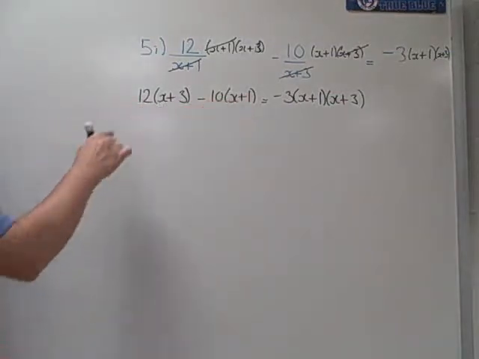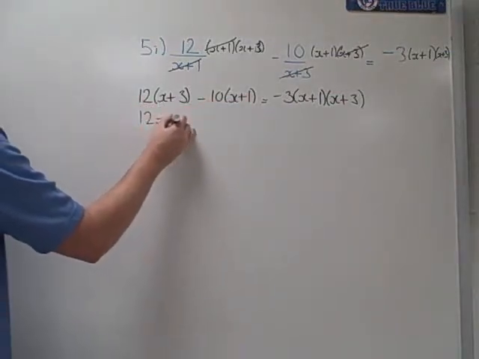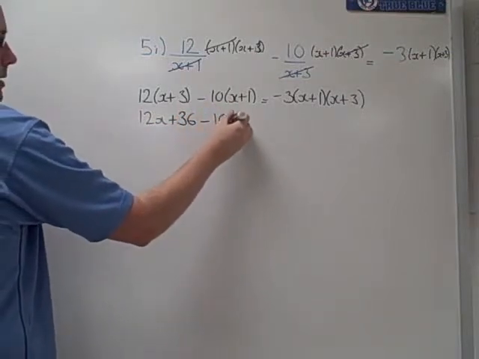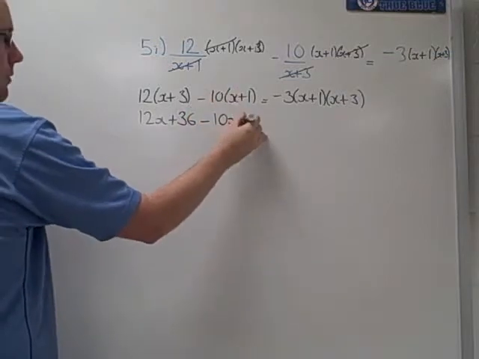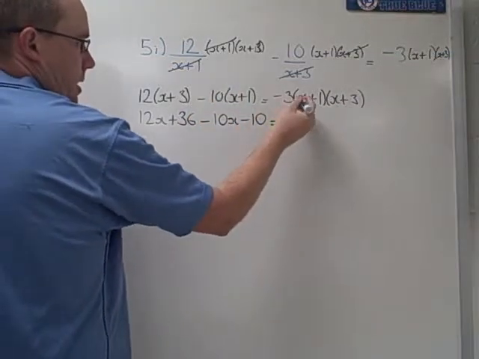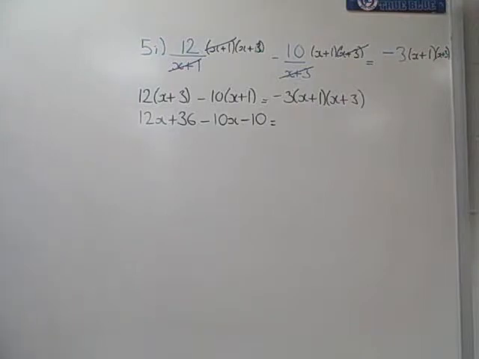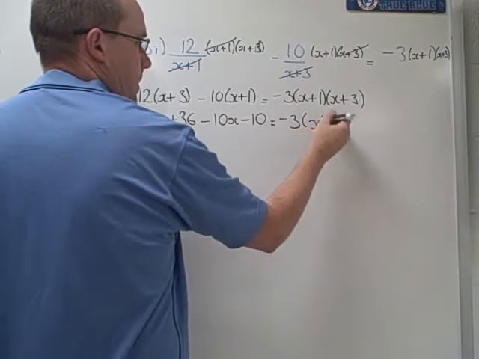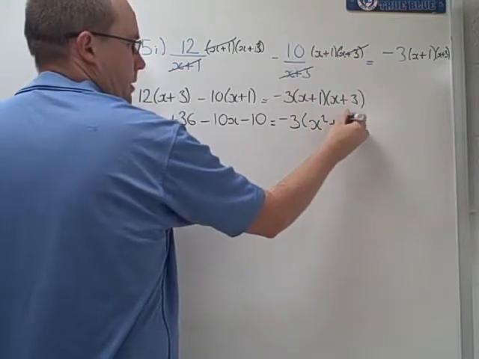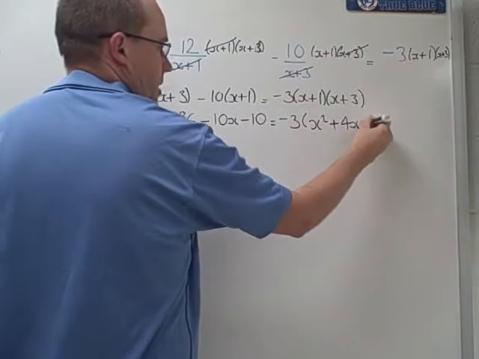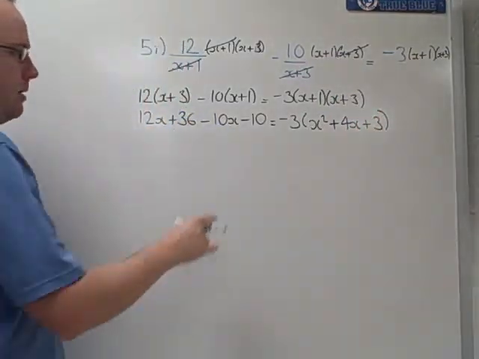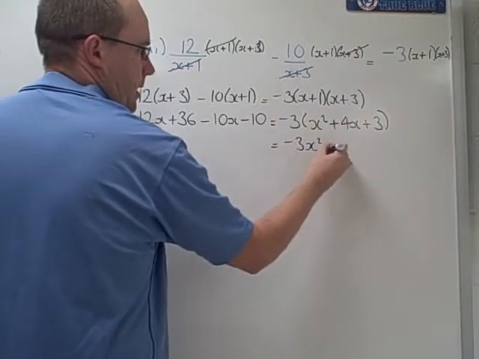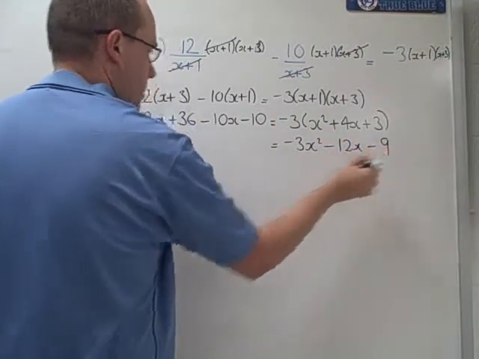We can multiply it out here, so 12 times x, 12 times 3. We've got to be careful with this negative sign here, so negative 10 times x, and negative 10 times positive 1. And then on this one here, we can either distribute the 3 first, or we can go ahead and do FOIL. I'm going to do FOIL first. So x squared plus 3x plus 1x, and then 1 times 3 is 3. Now when I multiply this back then, I'm going to get negative 3x squared, negative 12x, take away 9.